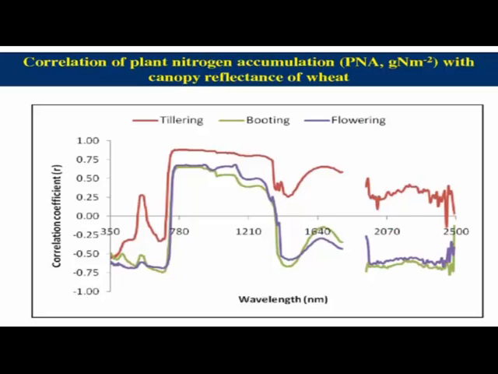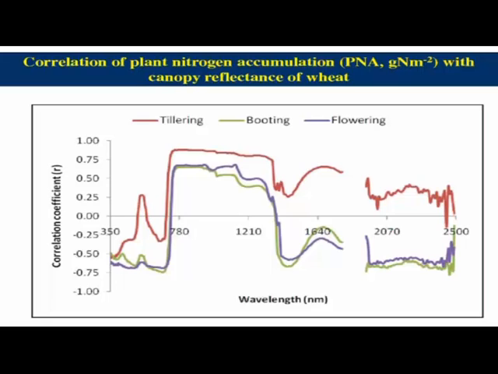So you could see here the correlation, the relations between the reflectance pattern of the plant nitrogen, all over the spectra starting from 350 to 2500, and the plant nitrogen accumulation. The spectral pattern in the tillering, booting and flowering stage you are able to see.